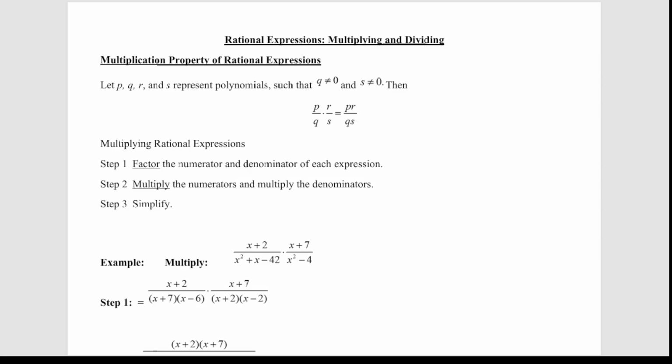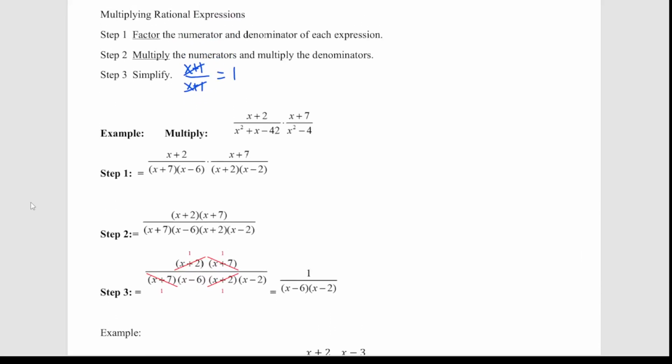The thing that's going to be a little bit different is you first want to factor the numerator and denominator. And then you want to multiply your numerators together, multiply your denominators together, and then you want to ask if anything simplifies. And remember, with the simplification, if I had something like x plus 1 over x plus 1, that's going to just make 1. Anytime you have anything divided by itself, that's going to divide to make 1. So let's take a look at an example here.